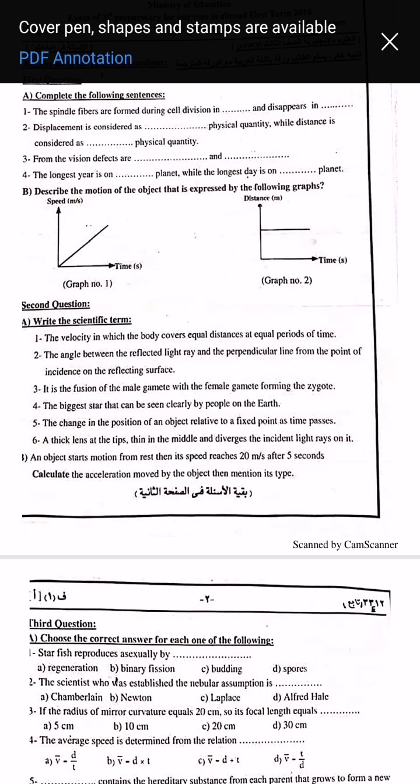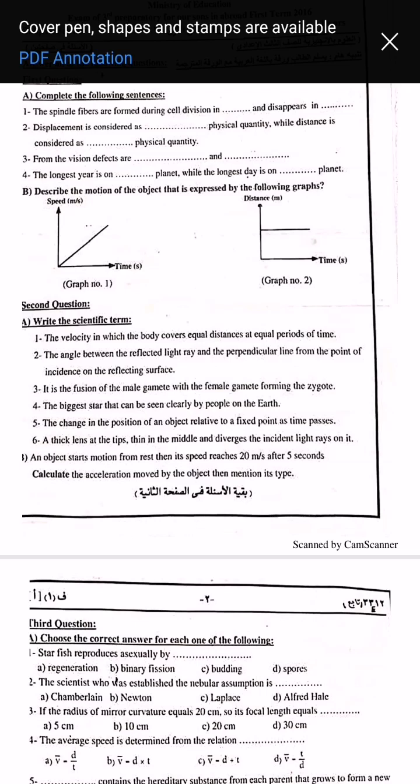The answer is motion. Number 6, a lens thick at the tips, thin in the middle, and diverges the incident light rays on it. The answer is concave lens, which is thick at the two tips and thin in the middle, and diverges the light rays. B, an object starts motion from rest, then its speed reaches 20 meter per second after 5 seconds. Calculate the acceleration moved by the object, then mention its type.